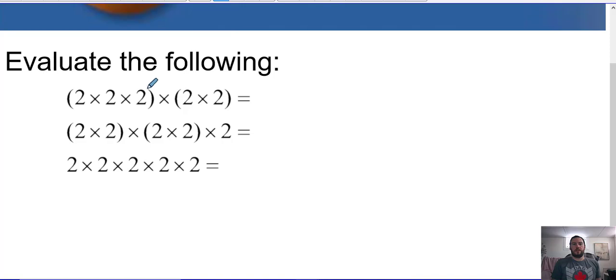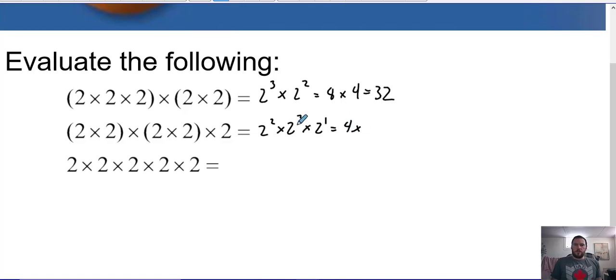So 2 times 2 times 2 is 2 to the power 3, and 2 times 2 is 2 to the power 2. And 2 to the power 3 is 8, and 2 to the power 2 is 4, and 8 times 4 is 32. Now let's do the next one. Again, this is 2 times 2, which is 2 to the power 2, and then another 2 times 2, which is 2 to the power 2, and then 2 by itself, remember from the first video, we know is 2 to the power 1. So 2 to the power 2 is 4, and 2 to the power 2 is another 4, and 2 to the 1 is 2. So 4 times 4 is 16, times 2 is, again, 32.